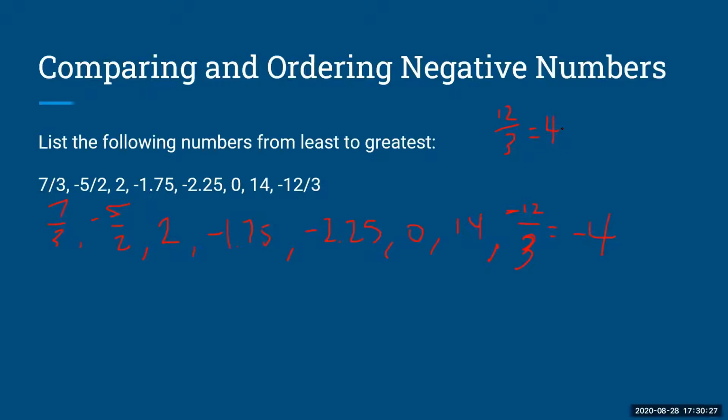Let's see. Okay. So -12/3 is -4. And -5/2 is -2.5. So those would be the least too. So yeah. Well, I gotta keep the class moving. So here's your answer. I didn't simplify them, obviously, but you can simplify them.